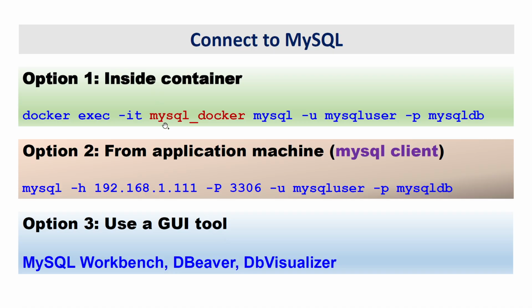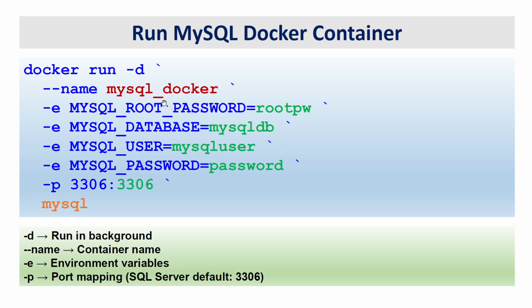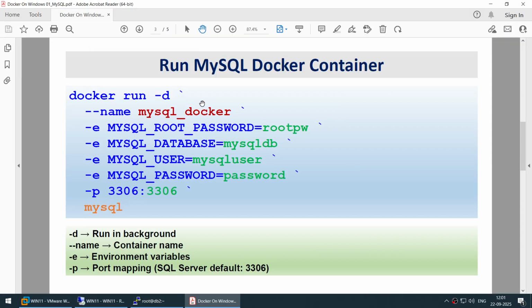So let's proceed. Before we proceed, let's learn how to start and stop the MySQL container. If you want to stop the MySQL Docker container, you can use the docker stop command. If you want to start it again, you can use the docker start command. And if you want to remove the container, you can use the docker rm command. Again, this should be the name of the Docker container that you started. Now that we have seen everything, let's go ahead and proceed.